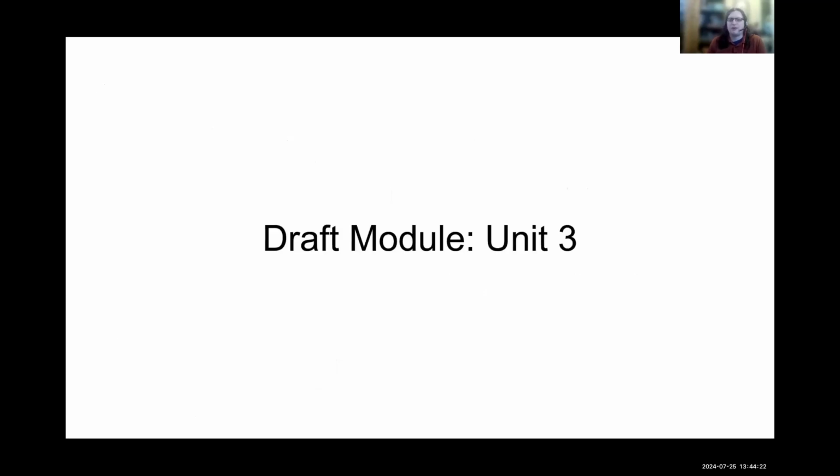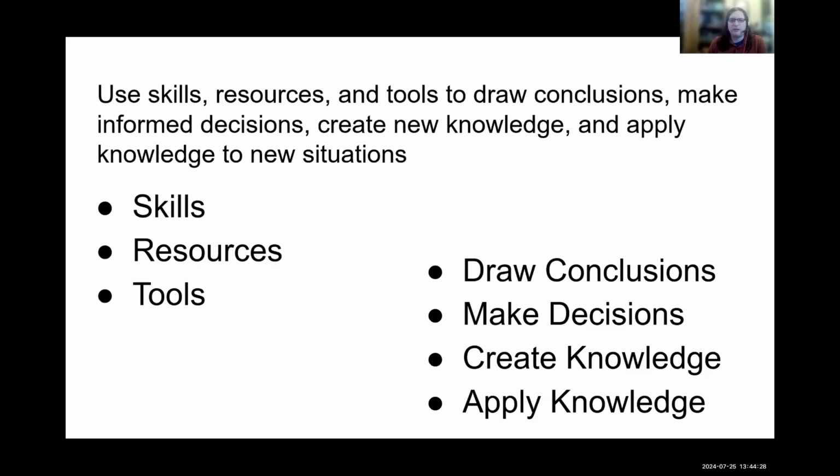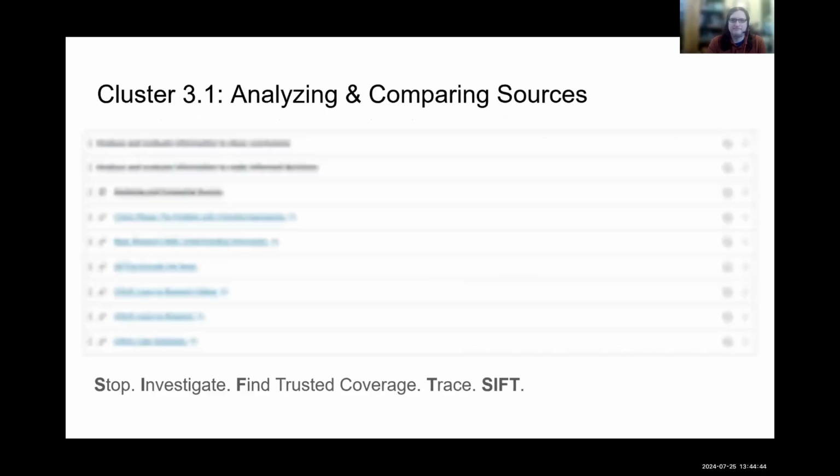Let's take a look at where we are in the process. So here's a look at the draft module of the middle and high school versions of Unit 3. At this point, teachers will already have worked through Unit 1, which focuses on inquiry and search, as well as Unit 2, which focuses on close reading and interpreting the source's formal elements. So now it's time to dig into lateral reading and the synthesis of sources to create new knowledge.